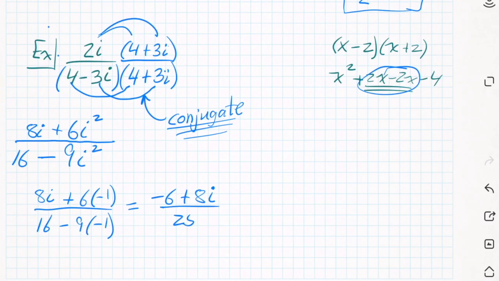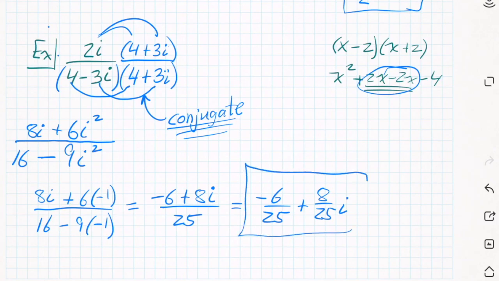All right, and then I'm going to use that trick up above where I distribute that 25 and write it as a complex number. So it's -6/25 plus 8/25 i. And there's our answer of 2i divided by 4 minus 3i. It's kind of a neat process, this idea of rationalizing the denominator because i is a radical.